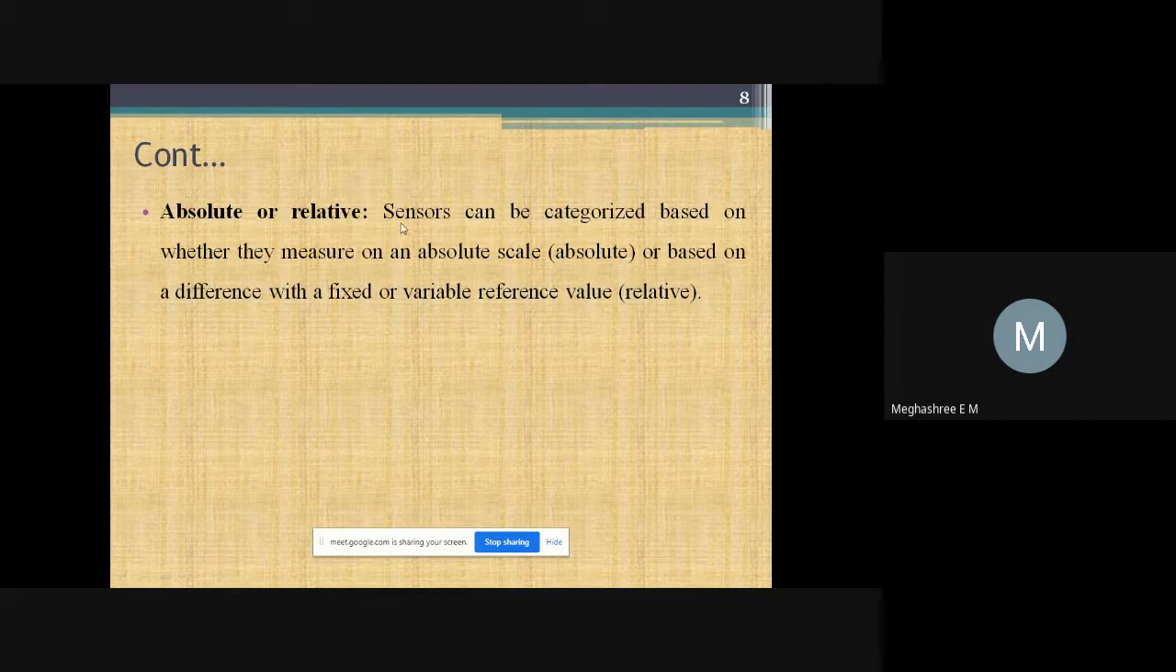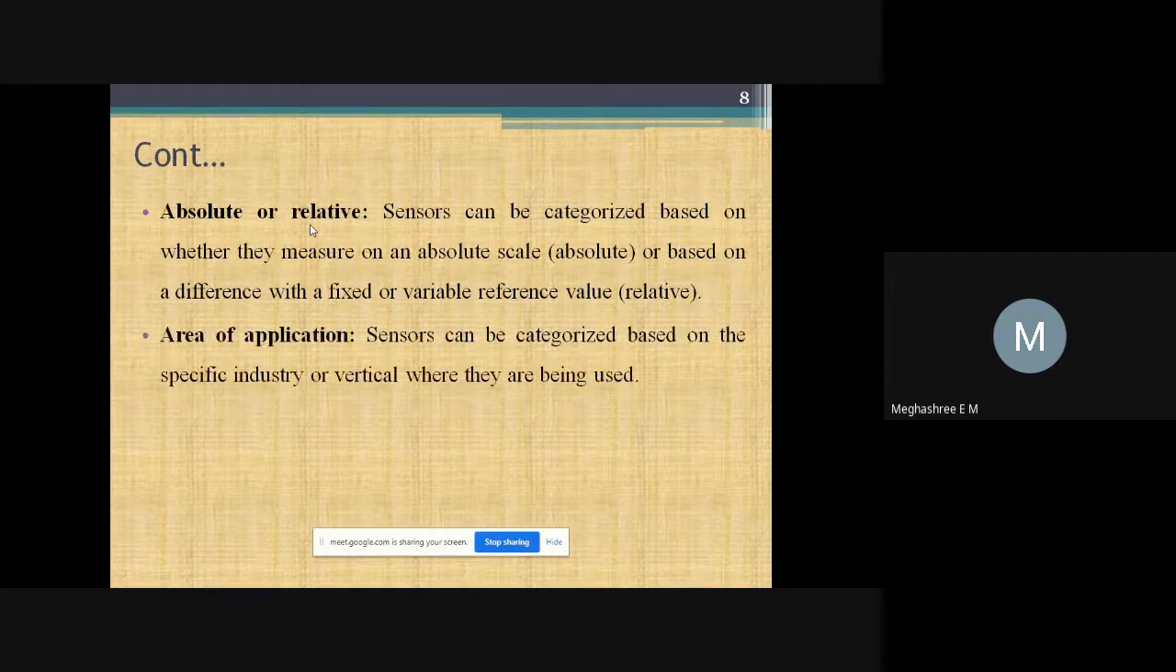So if any sensor falls under an absolute scale, then we call it the absolute category. If there is a sensor which falls under a fixed or a variable reference value, then we call that the relative category.